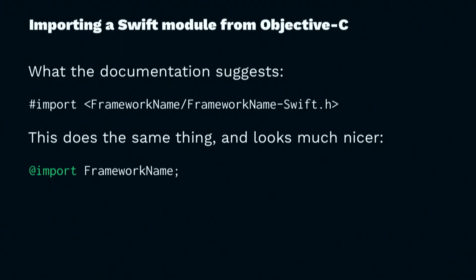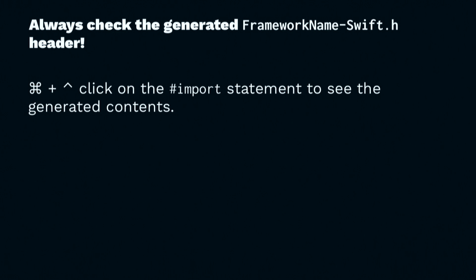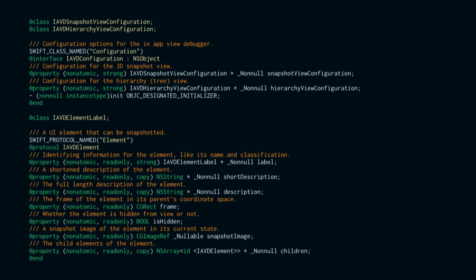The first one is useful for something else though, which is that you can check the generated API of your Swift framework. So it works the same way as command control clicking into another import. You can see the generated content. So if you scroll through a bunch of the generated type defs and macros and stuff like that, you eventually get to the point where you see the definitions for the Objective-C equivalents of your Swift API.